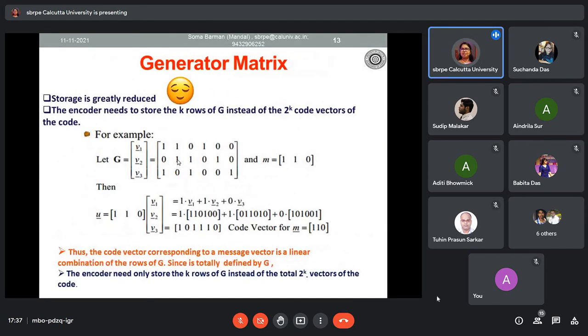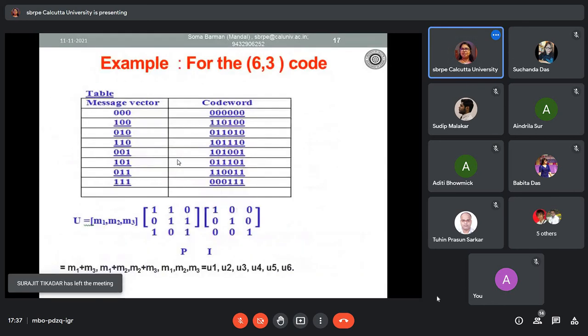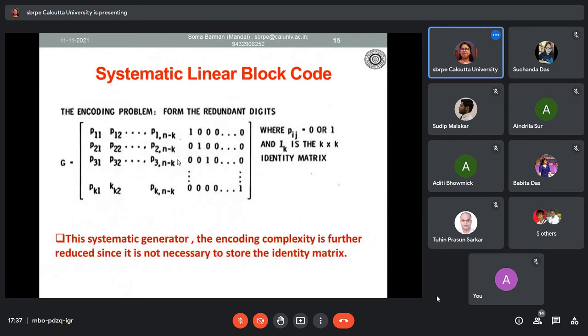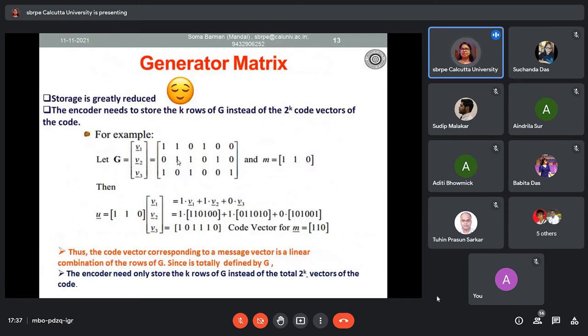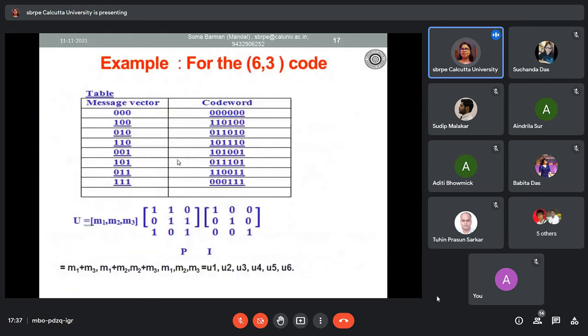The next row is 0 1 1 0 1 0. The third row is 1 0 1 0 0 1. So this is your identity matrix, I, and this is the parity matrix, P.